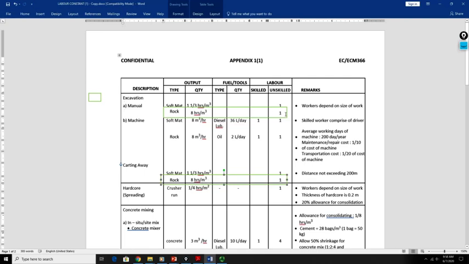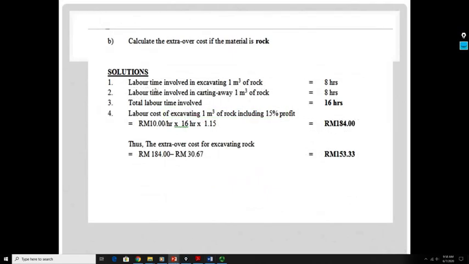And the labor is still the same. You only need to have 1 unskilled. The same thing for cutting away. You need to have only 1 unskilled. Based on this solution, labor time involved in excavating 1 meter cube of rock will be 8 hours. So it's based on the appendix just now, and then the time involved in cutting away, we refer to the appendix, it will be 8 hours. So total time for excavating and cutting away will be 16 hours.